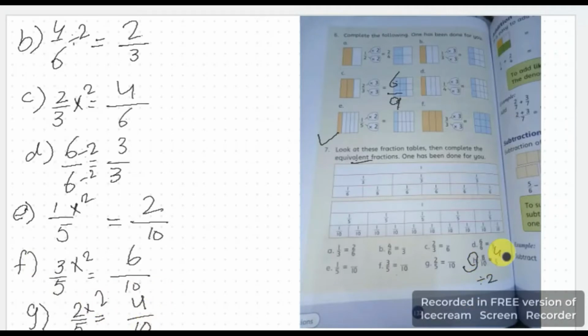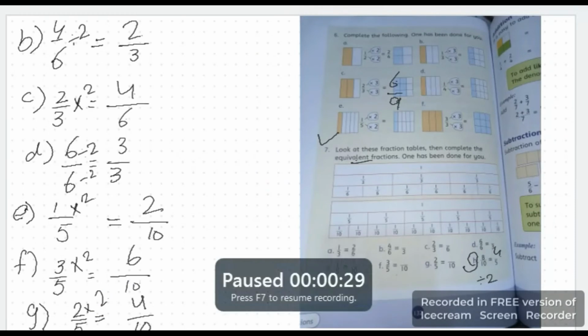The last question is H. I hope you can do it yourself because this is a greater number and this is a smaller number. If we divide that number by 2, what is the number? The number is 2. How many times 2 is 8? 2 4 times 8. Our answer is 4.